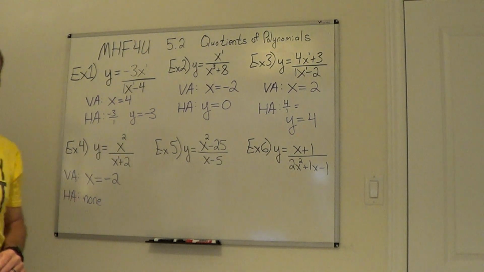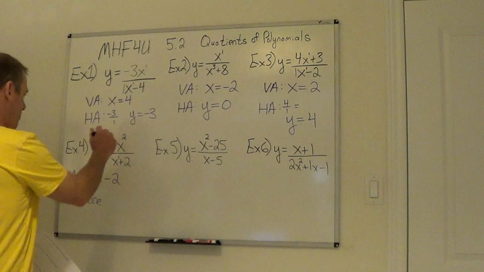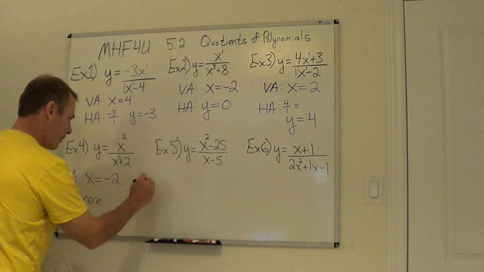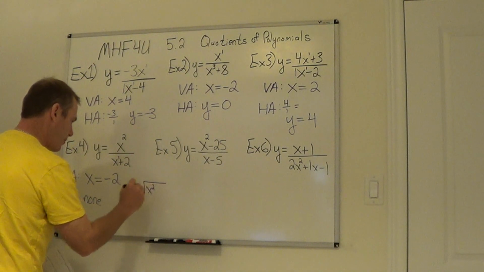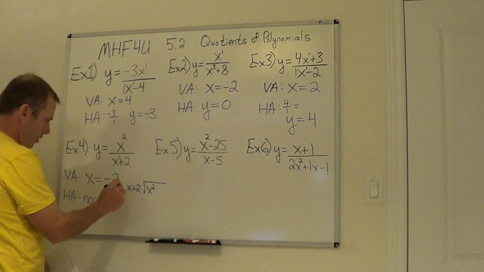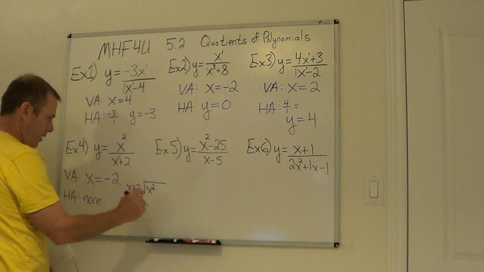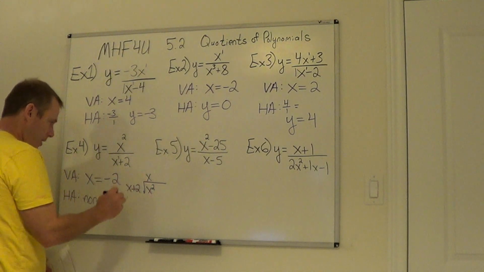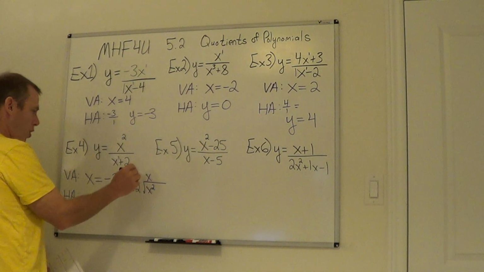So to find that oblique asymptote, we divide our polynomial. I'm going to take x squared and divide it by x plus 2. In which case, let's see here. What would I have to multiply x by to get x squared? X. And then we again do our polynomial division.